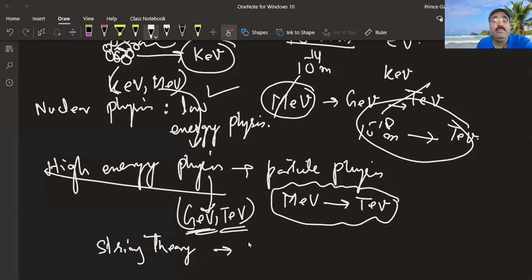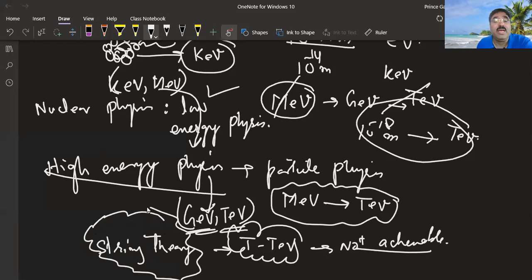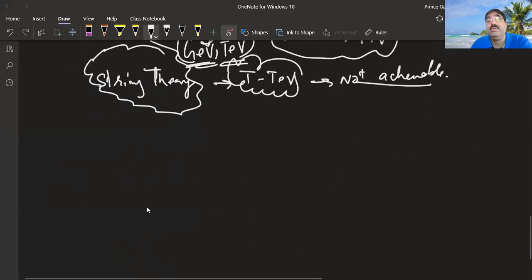That would need maybe trillions of electron volts, and that is not achievable. So string theory people are sometimes criticized in the physics community that they have nothing to show, because such kind of accelerators don't exist. But their mathematical framework is so beautiful that we believe them. So that is how it happens.